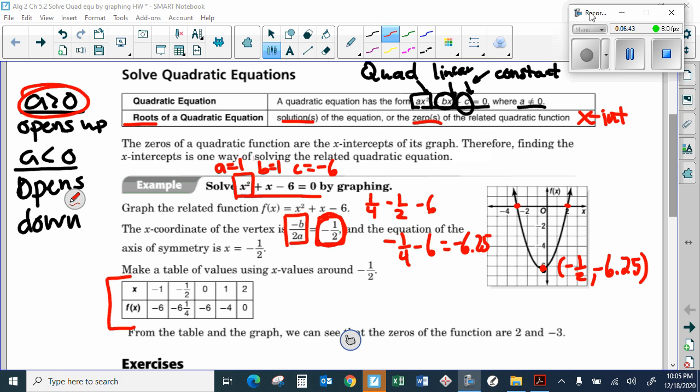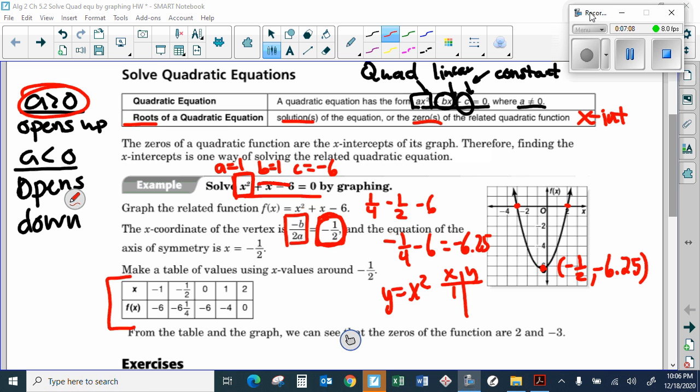We're not going to make a table of values. We're going to use the general shape of the graph and do an XYT chart from the vertex. That's like the new 0, 0 right there. So I make an XYT chart.